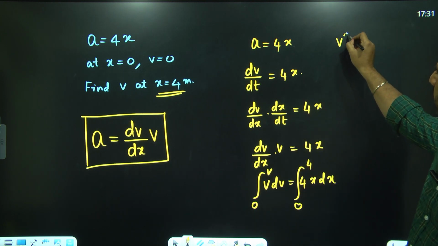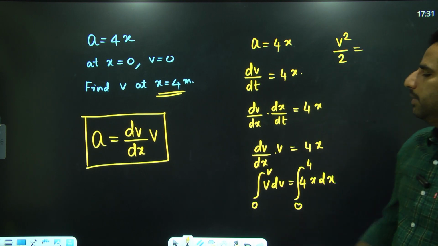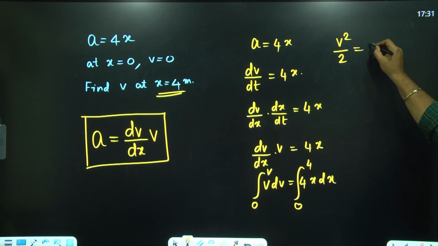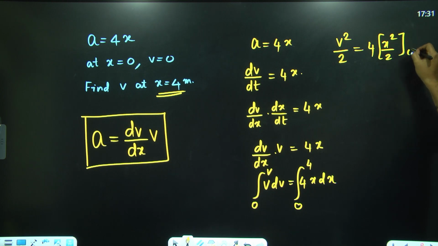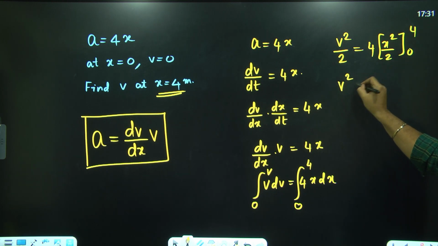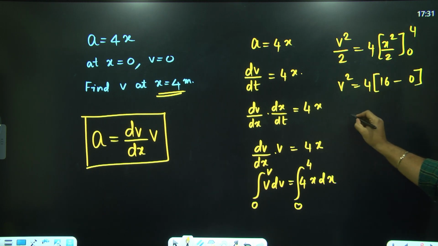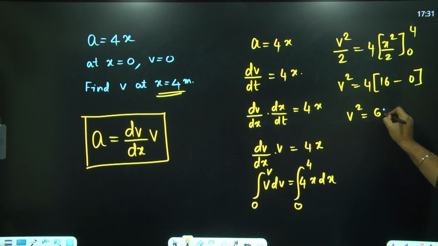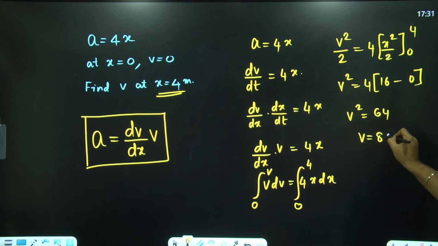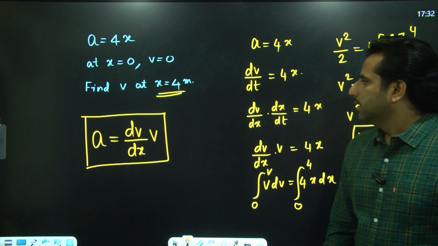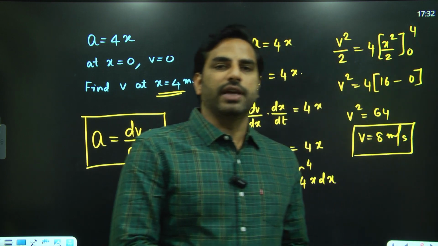So LHS is v square by 2. Integral v dv is v square by 2, and the limits from 0 to v, that is v square by 2. RHS is 4, x square by 2. You have to apply the limits from 0 to 4. So 2 is gone, v square is simply 4 into 16 minus 0. So v square is 64. So v is equal to 8 meter per second. This is the answer to the question. At x is equal to 4 meters, the speed of the particle is 8 meter per second.